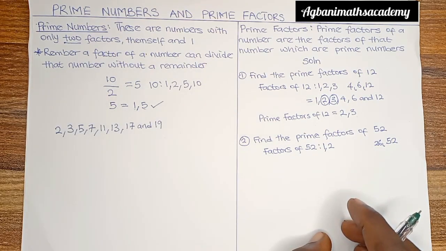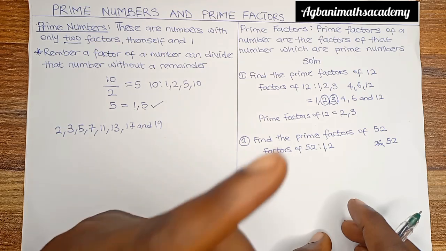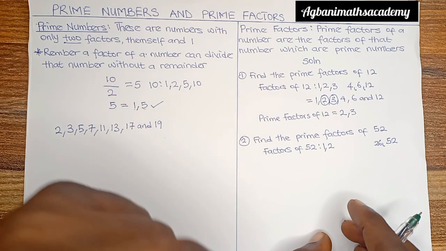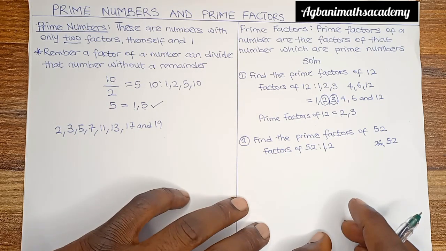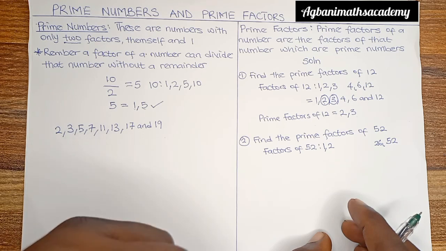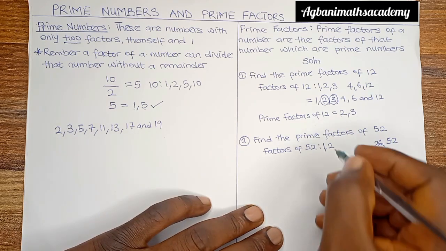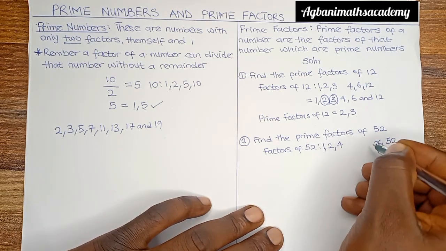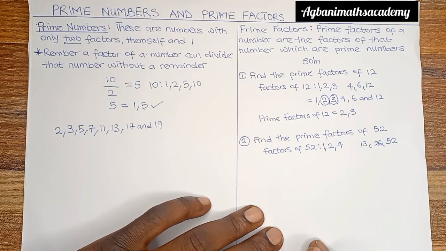What about 3? Is 3 a factor of 52? No. 3 into 52 is going to give you 17 remainder 1. This means that 3 is not a factor. What about 4? Is 4 a factor of 52? 52 divided by 4 is going to give you 13. This means that 4 is a factor of 52 and 13 is a factor of 52.